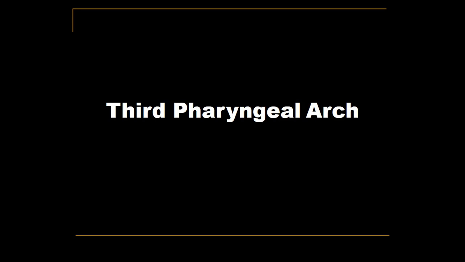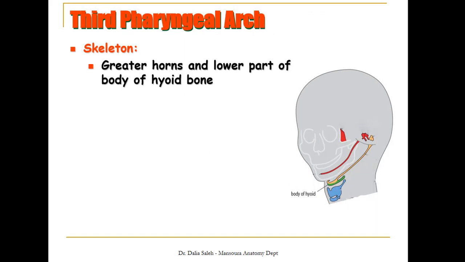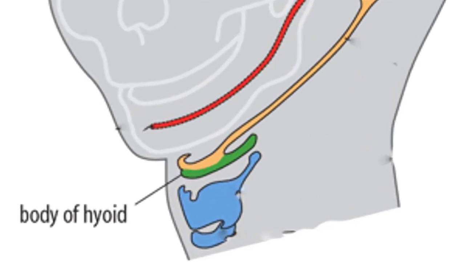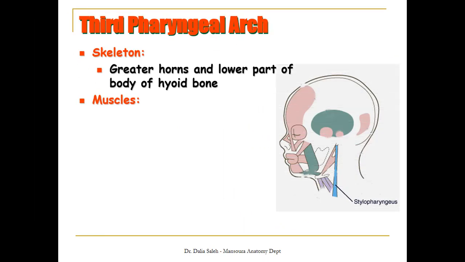For the third pharyngeal arch development, the skeleton of the third arch is formed from the greater horns and the lower part of the body of the hyoid bone. And for the muscles, we have one muscle only, which is the stylopharyngeus muscle.